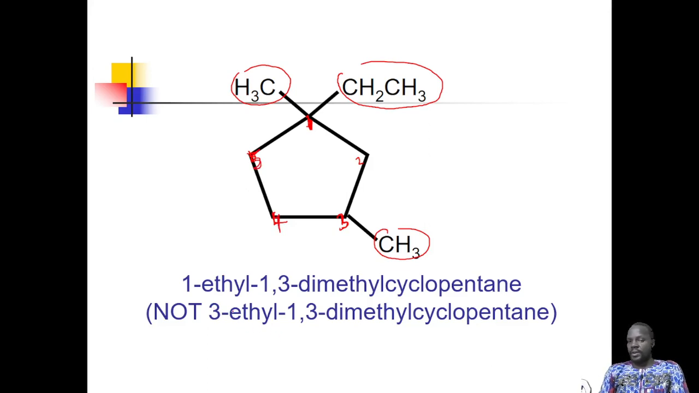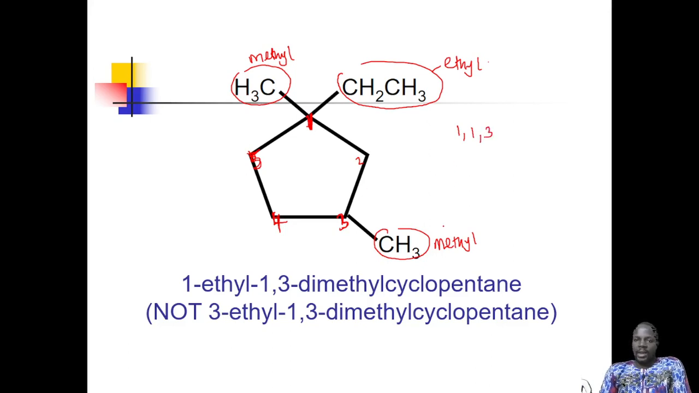Lowest locant is always very good. So this is 1 on the first one. We have the ethyl. This is the ethyl substituent, very simple to name. Then on that same carbon, we also have a methyl. Then on the third carbon, we have another methyl. So you have to be careful about this. So it is 1 ethyl, then 1, 1, 3. That is the number.